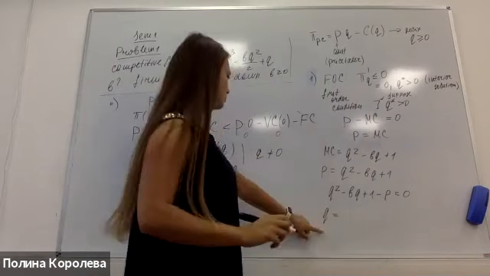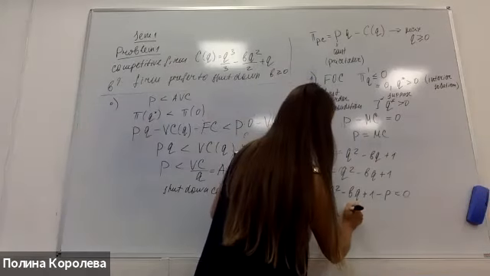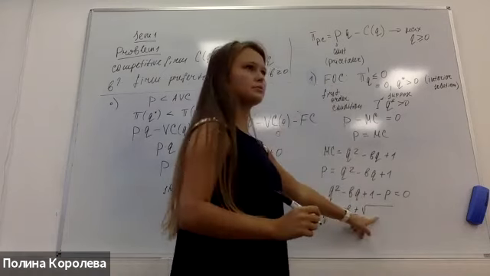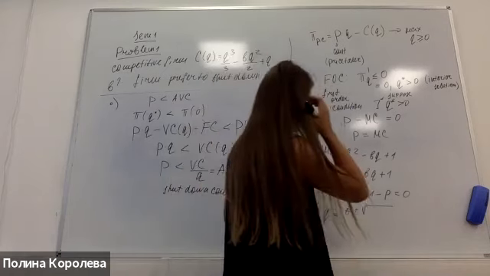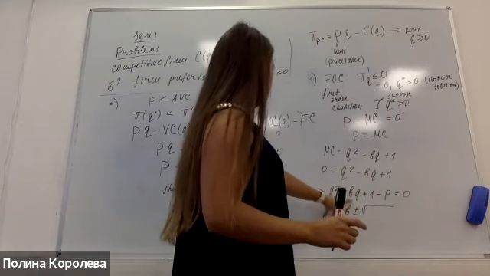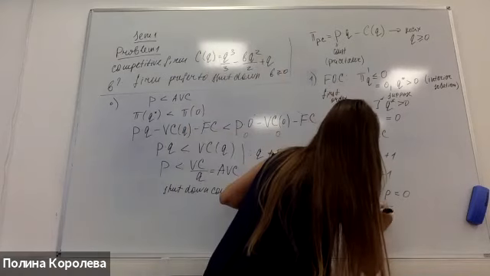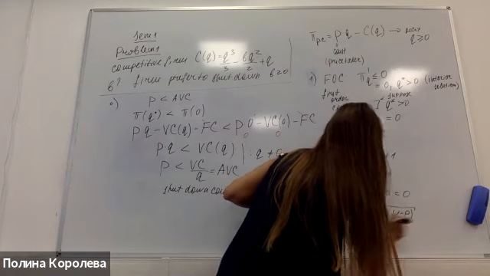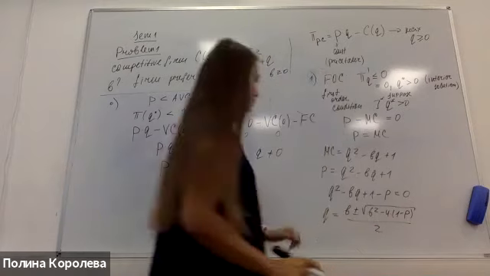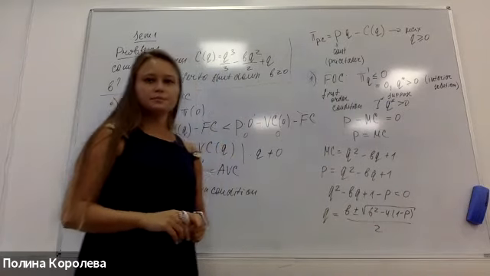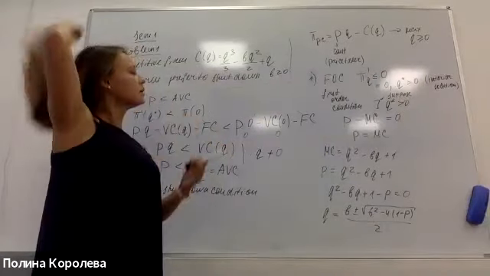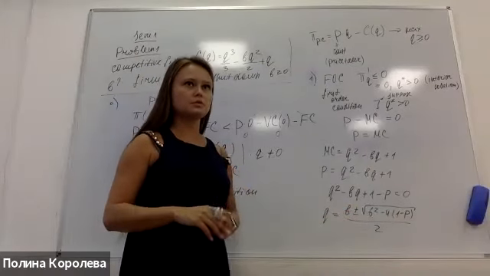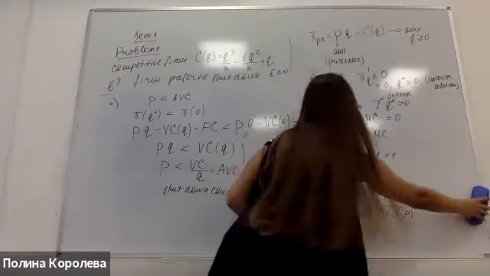q will be equal to b plus or minus the square root of D, and D will be equal to b square minus 4 multiplied by 1 minus p, divided by 2. And in the next steps, we will choose the right root. Let's continue.